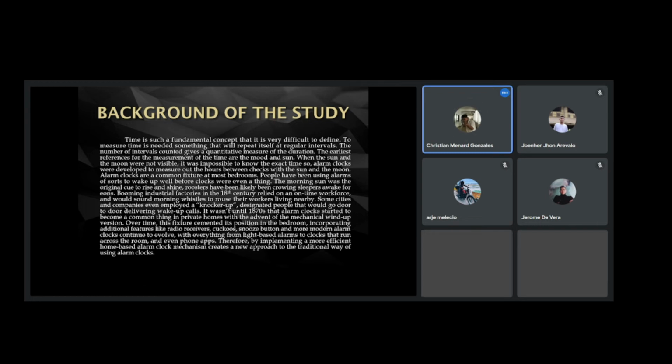Background of the study. Time is such a fundamental concept that is very difficult to define. To measure time, something is needed that will repeat itself at regular intervals. The number of intervals counted gives a quantitative measure of the duration. The earliest references for the measurement of time are the moon and sun. When the sun and the moon were not visible, it was impossible to know the exact time. So alarm clocks were developed to measure out the hours between checks with the sun and the moon.